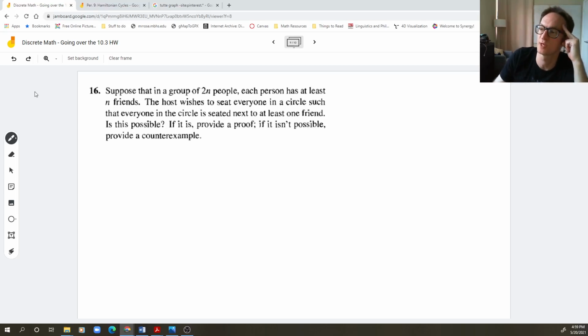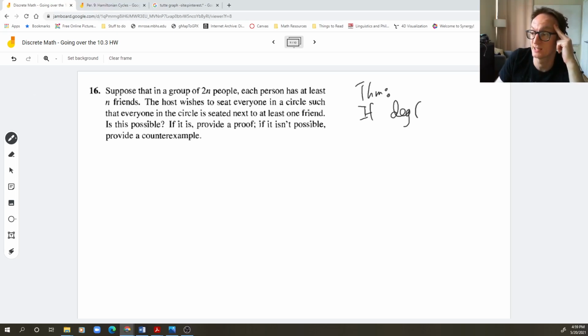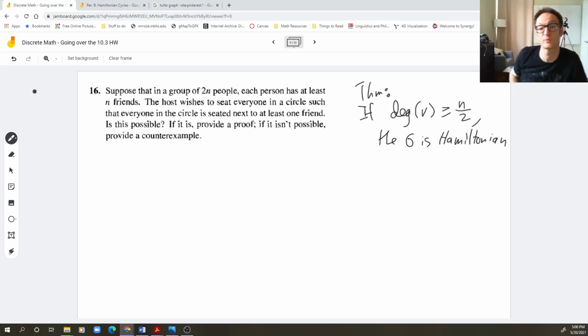conditions for a graph to be Hamiltonian, and one of them was that if it's the case that the degree of every vertex is greater than or equal to half of the number of vertices in the graph, then G is Hamiltonian. This was a very long proof. We're going to revisit it in a few minutes. So this is just a very silly application of that theorem.